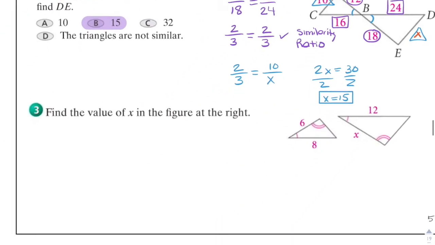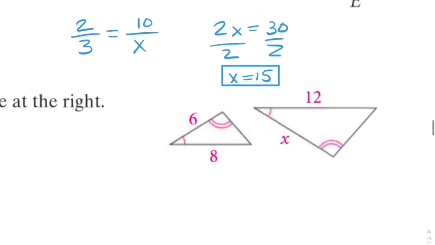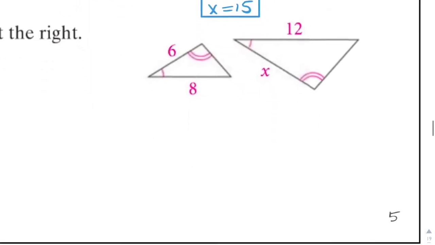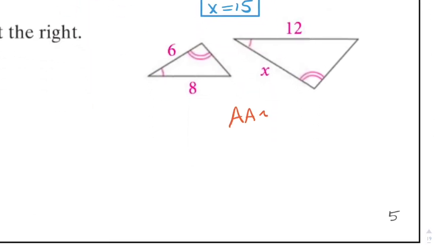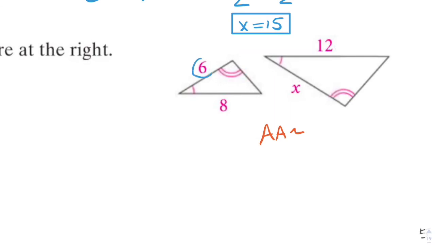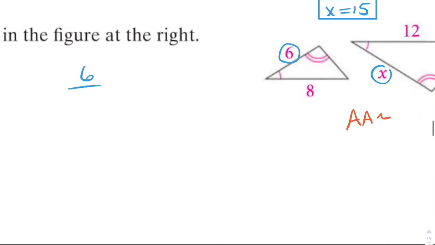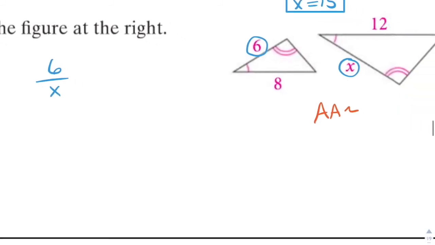This next one, find the value of x in the figure at the right. Looks like by angle, immediately I see two angles and two angles. So by angle similarity, these are similar. So now I just need to find the value of x. I'm going to take the number 6 and say 6 is to x. Why did I take x and not 12? Well, take a look. 6 is included between both angles, 1 tick mark and 2 tick marks. 6 falls in between them.